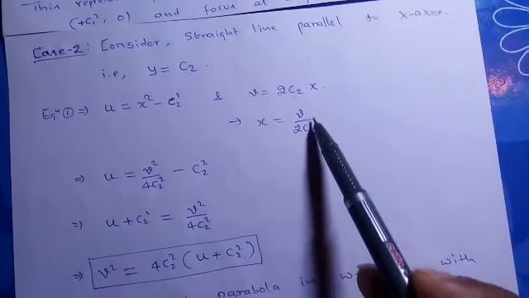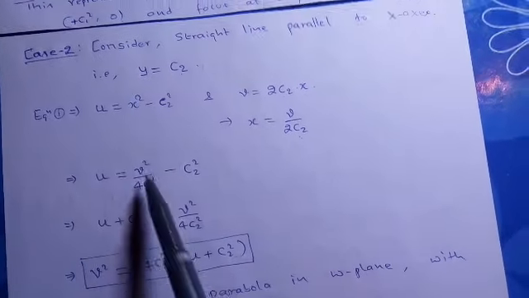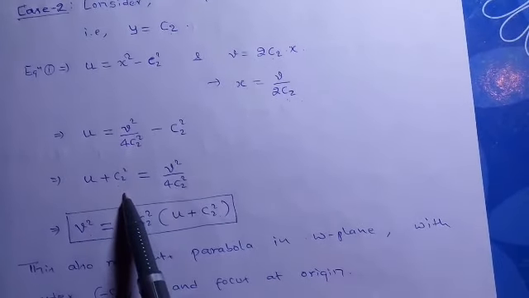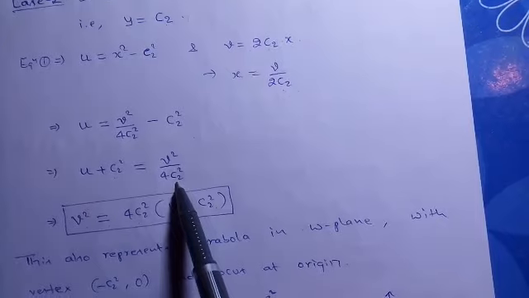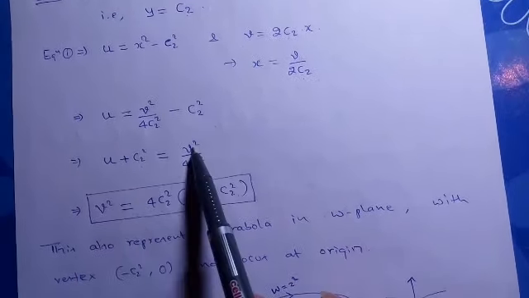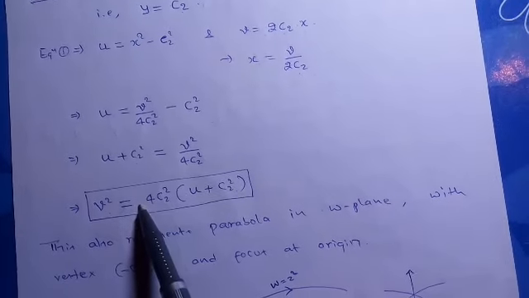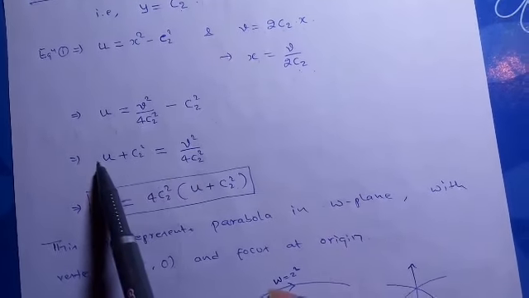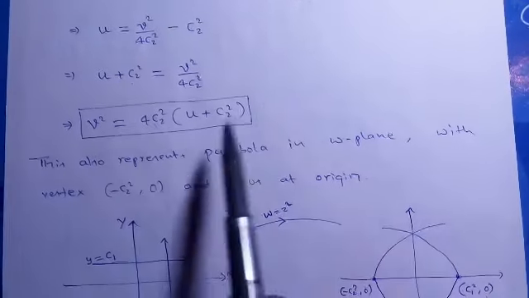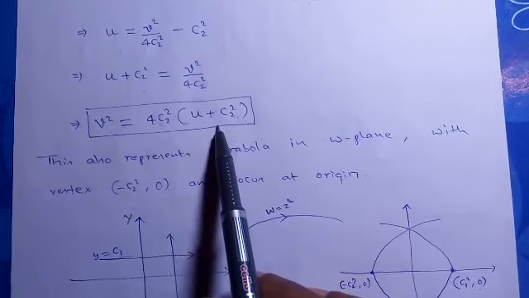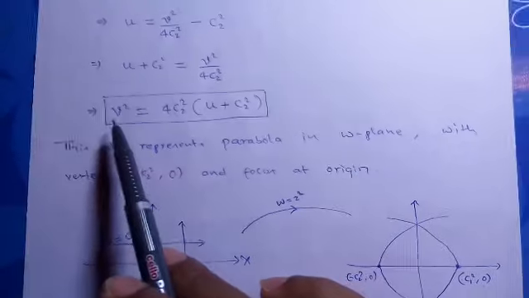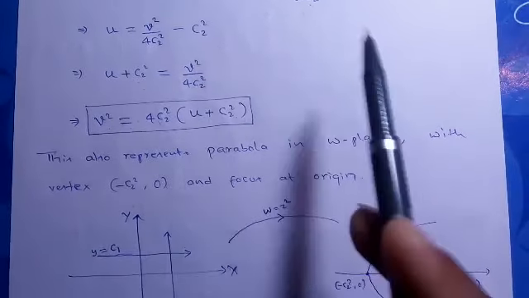Substitute the x value v by 2c2 here. So we get this equation, and transfer c2 square to the LHS. u plus c2 square equals v square by 4c2 square. Cross multiply this 4c2 square to the LHS. We get v square equals 4c2 square into u plus c2 square. This equation also represents a parabola in the w plane, because this equation contains variables u and v. Therefore, it is a curve in the w plane.